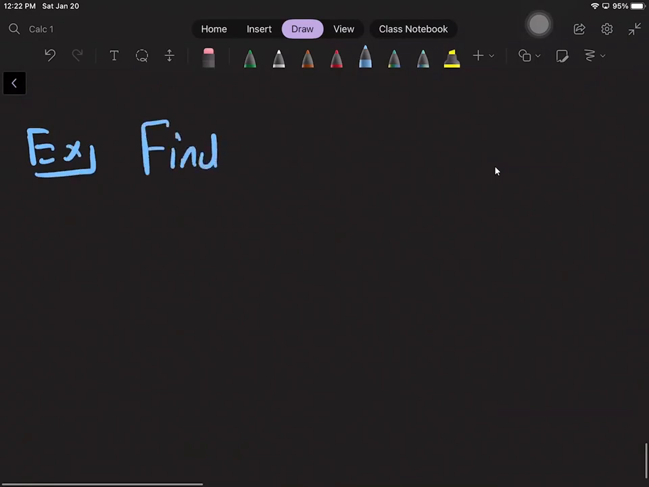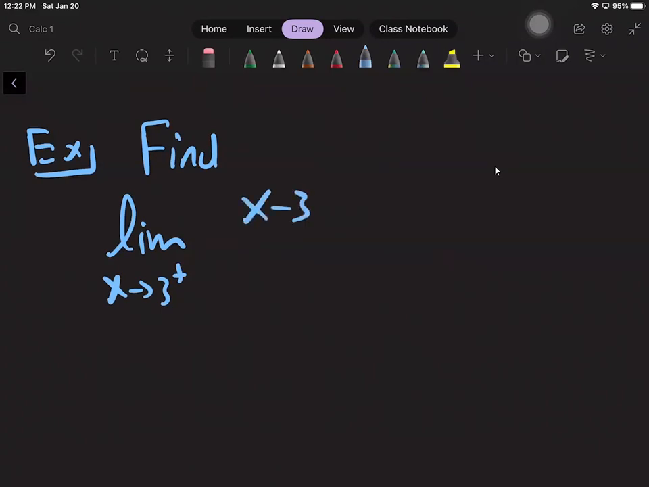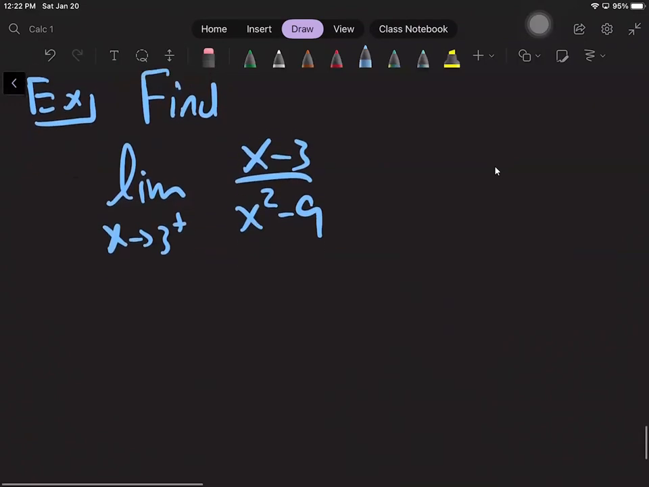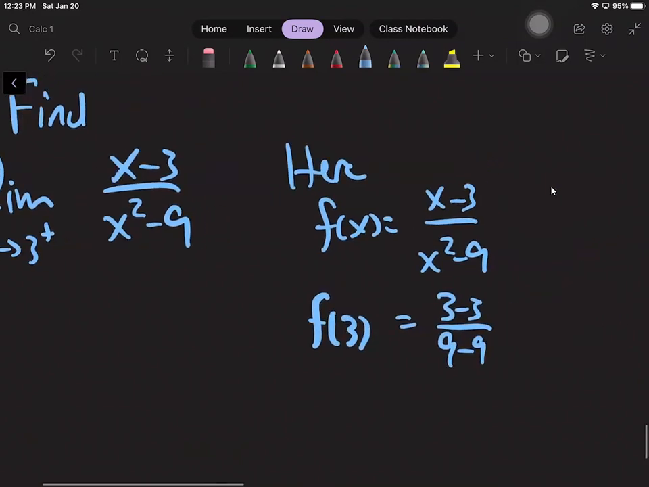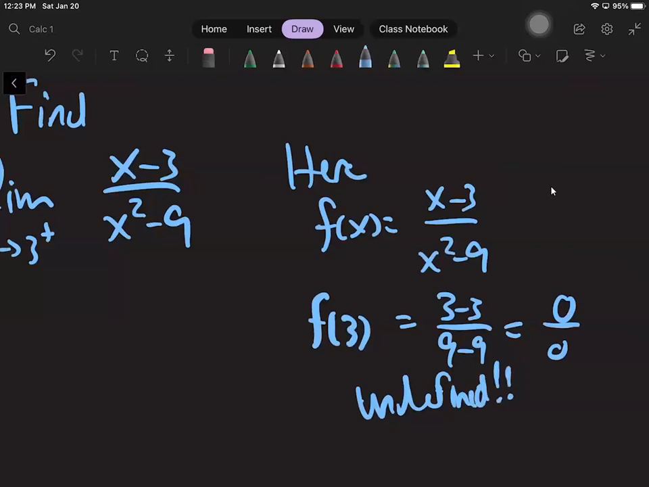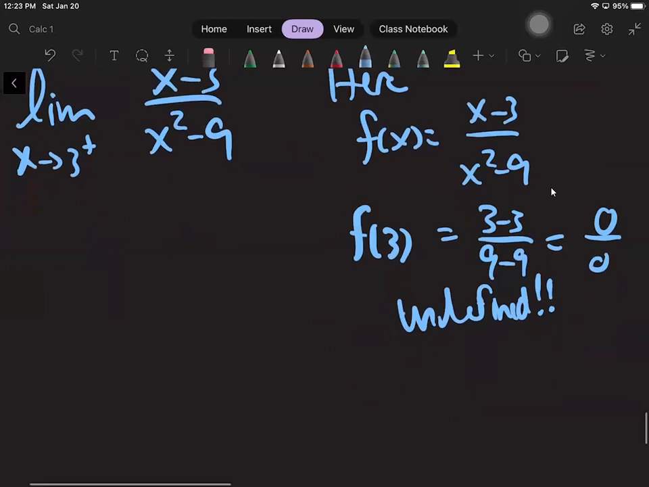Okay, so if I ask you to find this limit, x goes to 3 from the right, of x minus 3 over x squared minus 9. Now, the function we're looking at is x minus 3 over x squared minus 9. If you actually try to plug 3 in, you get 0 over 0, which is, of course, not defined. So that's not an answer. But the limit can still exist.